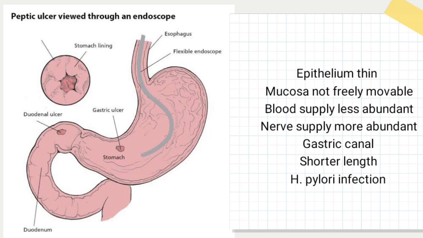And because of the presence of the gastric canal along the lesser curvature, it receives most of the insult from the irritating drinks. As we have seen, lesser curvature is shorter in length, so the wave of peristaltic contraction stays longer at a particular point, and the important causative factor for the ulceration near the lesser curvature is the infection of H. pylori.